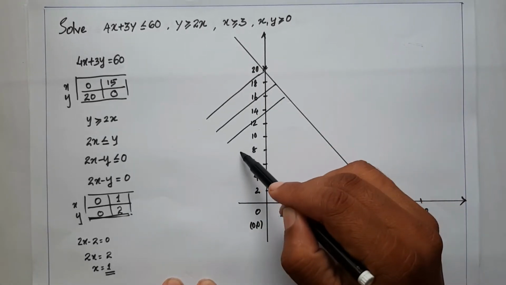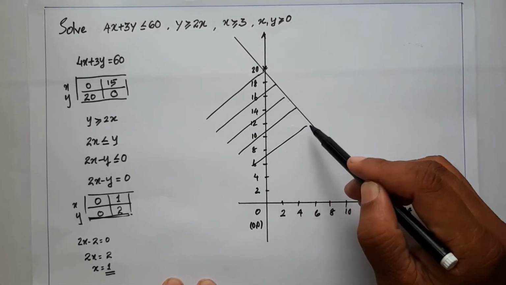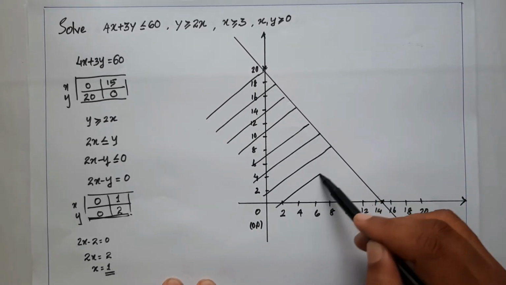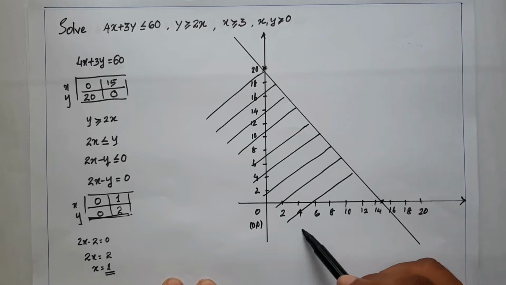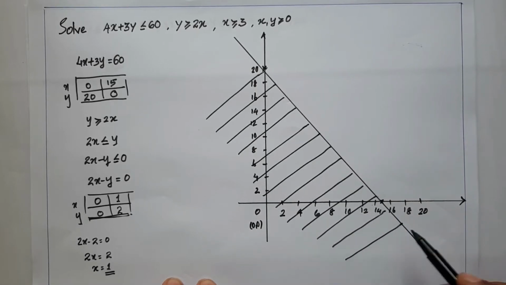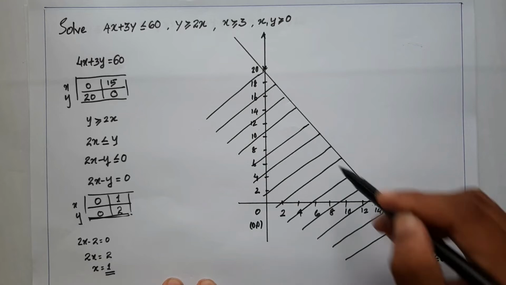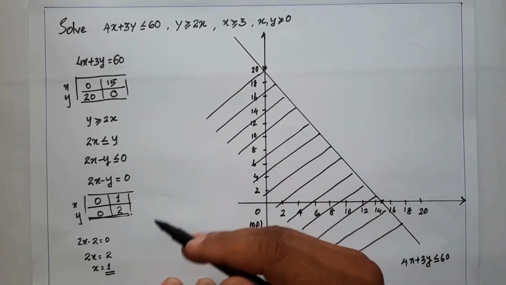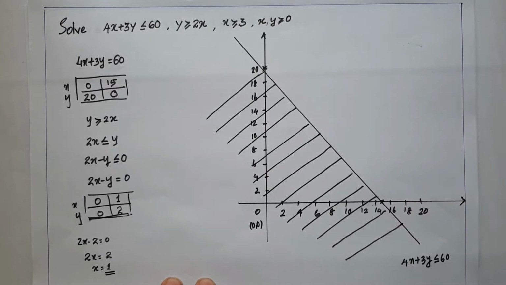Otherwise we note the arrow mark when we find the common region. It's very difficult, so we just shade this portion. This is our first inequality shading region. It is 4x plus 3y less than or equal to 60. The line represents 4x plus 3y equal to 60 and the shading is below it. This region represents 4x plus 3y less than or equal to 60. This is the combined graph of 4x plus 3y less than or equal to 60.